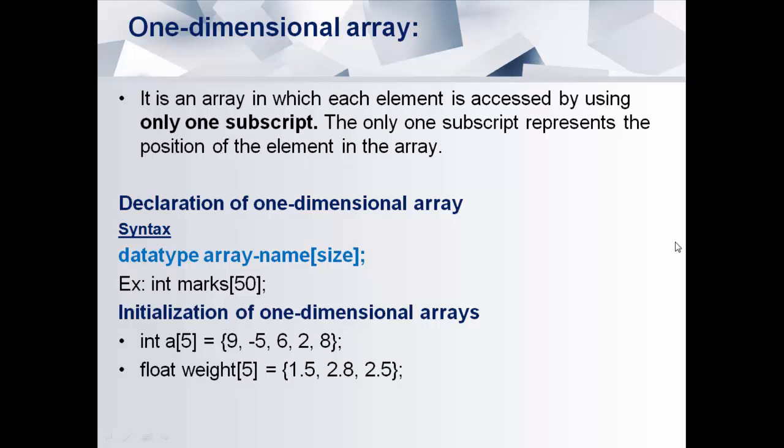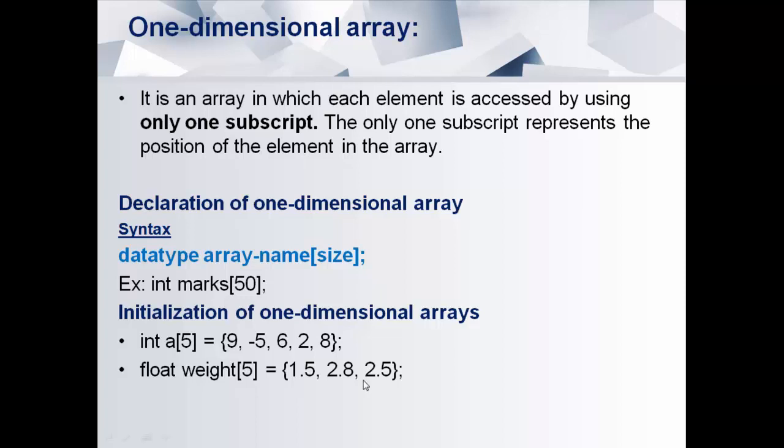Take an example: int marks[50]. Here I am taking the data type as integer, that is int, the array name as marks, and within the subscript I am taking the size of the array, that is 50. It can take a maximum of 50 numbers, indexed 0 to 49.